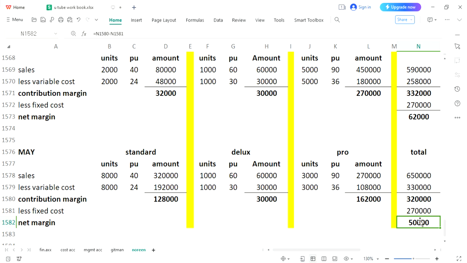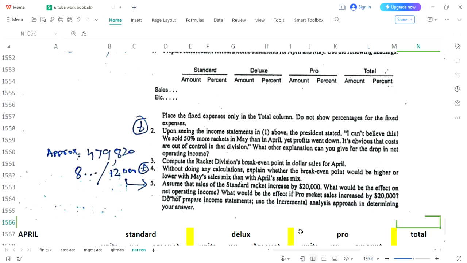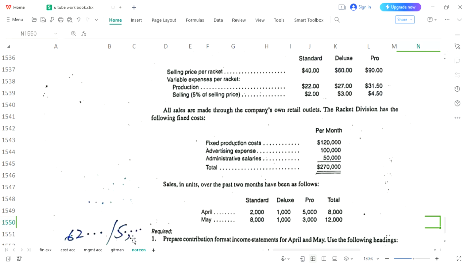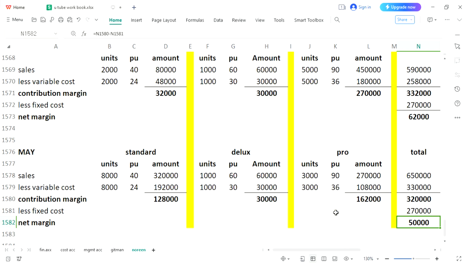Why? Because as we progress in the next months, our profit should increase. So instead of increasing, the profit or net margin has decreased from 62,000 to 50,000. Anyhow, let's check the answer. We have second answer 50,000. Prepare contribution margin format income statement April May. April answer was 62,000, May answer 50,000. You can see that 62,000 and 50,000. In this way, our first part has been completed.